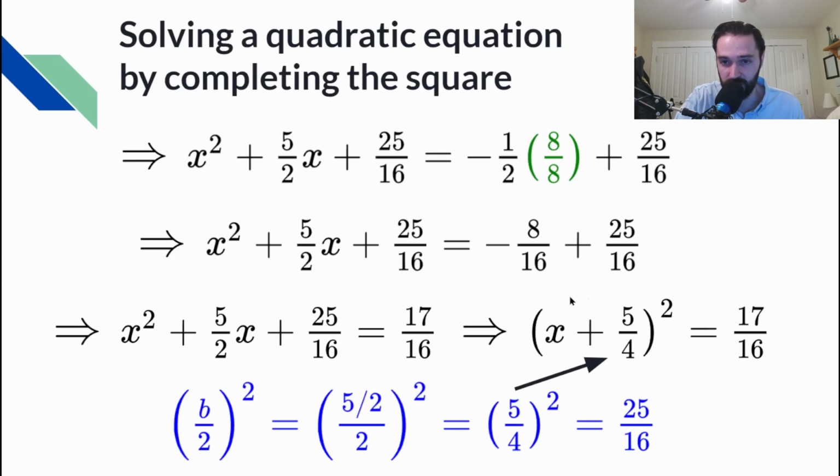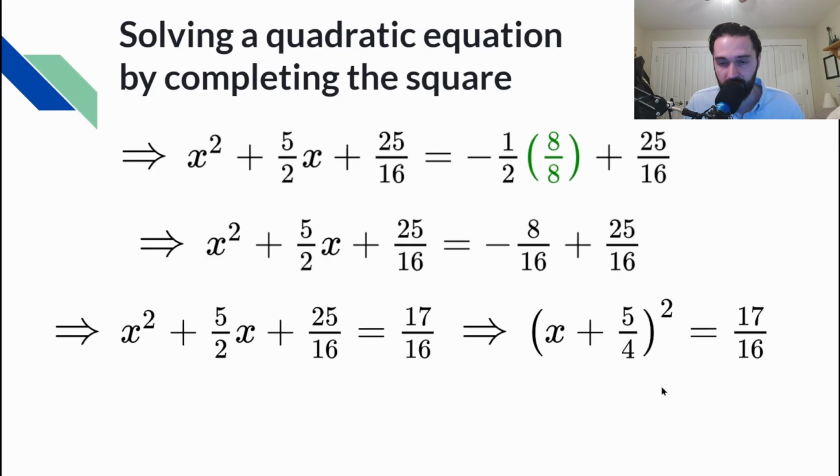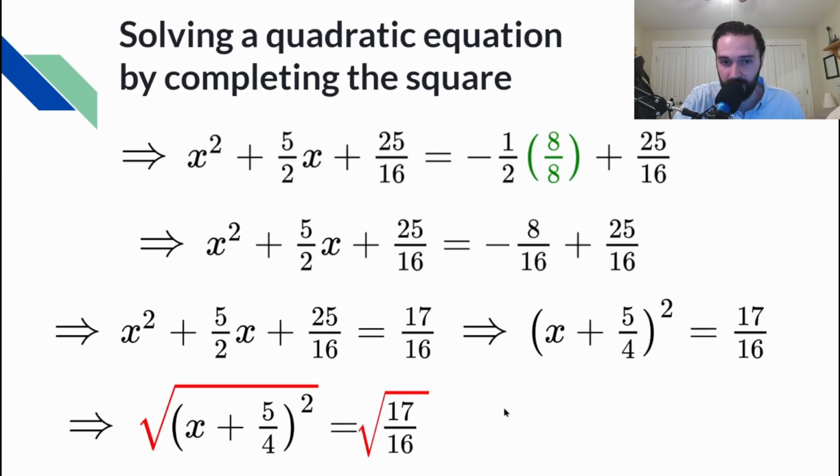And we can check this if we want to. If we FOIL this, we have x plus 5 fourths times x plus 5 fourths. If we FOIL that, we'll get this expression on the left. That's a perfect square trinomial. So whenever you factor these things, remember that what goes in this slot here is b over 2. So when we do that, we can take the square root of both sides.